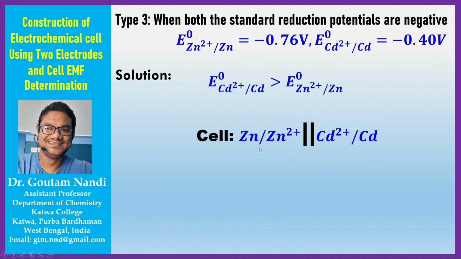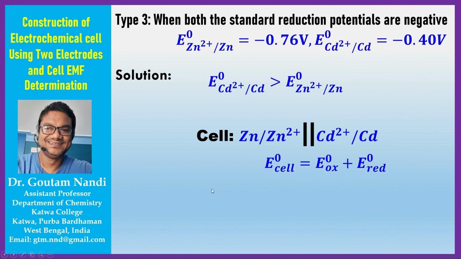So we will first write Cd2 plus to Cd at the right hand side, and then we will write the zinc electrode at the left hand side, but we need to change it as the oxidation process. So Zn first and then Zn2 plus.